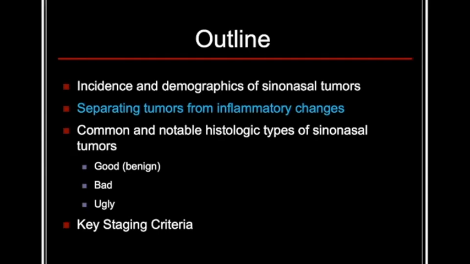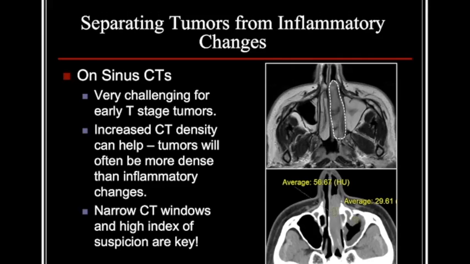So you're sitting at the PACS station reading your typical sinus CTs. How can we help make sure we separate tumors from the relatively ubiquitous inflammatory changes? Well, that can be very challenging for early T-stage tumors. One thing that can help is high density on CT. Most inflammatory lesions are much more watery and will be lower in CT density, like this retained secretions in the left maxillary sinus, whereas the squamous cell carcinoma of the nasal cavity is about 60 Hounsfield units, or approaching the density of muscle.